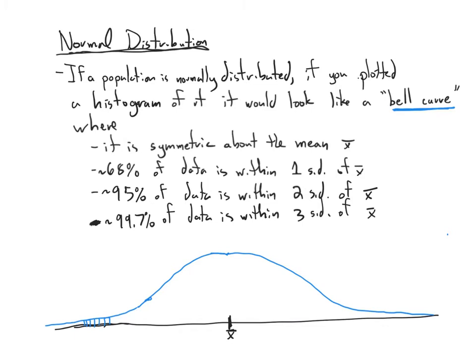But the key is these points up here. So I know, here's the mean, whatever the mean is. I know on each side of that, I'm going to have 50% of my data.